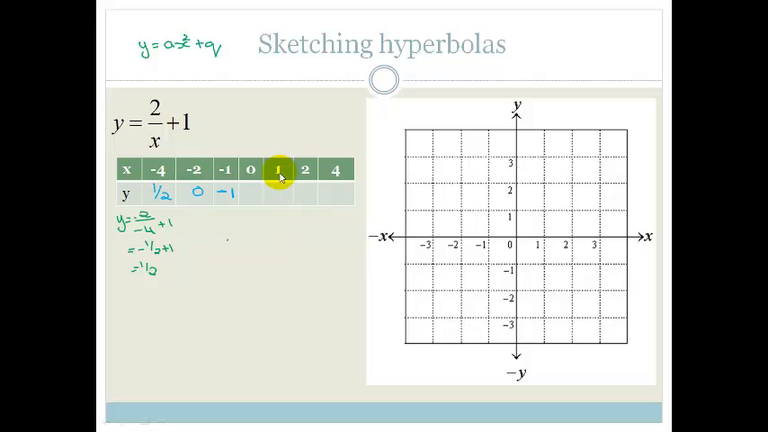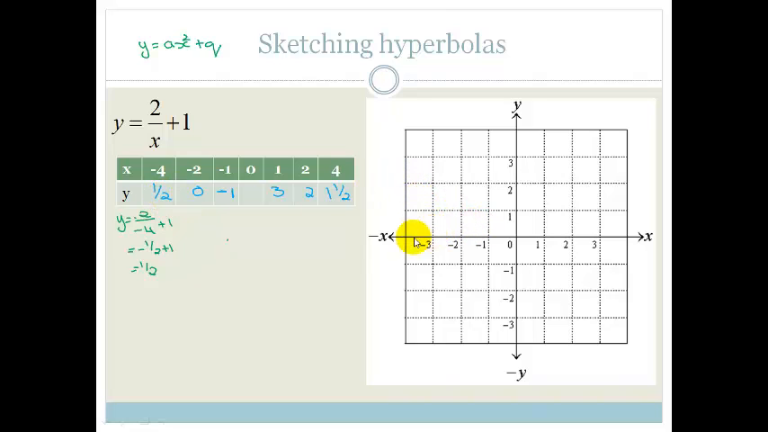Okay, when x is 1, you get 2 divided by 1 is 2. 2 plus 1 is 3. When x is 2, 2 divided by 2 is 1, plus 1 is 2. And now we've got 2 divided by 4, which is a half, plus 1 is 1 and a half. And very sadly, you can see we don't have that nice symmetry we had before. So something's happened. So let's plot these points and have a look at what's happened.